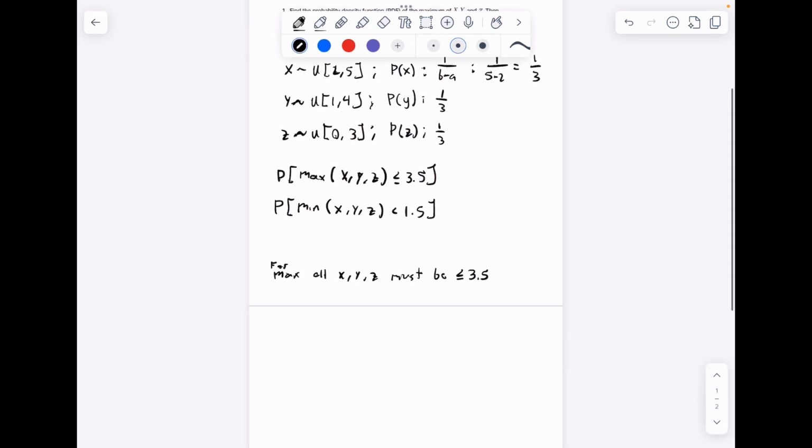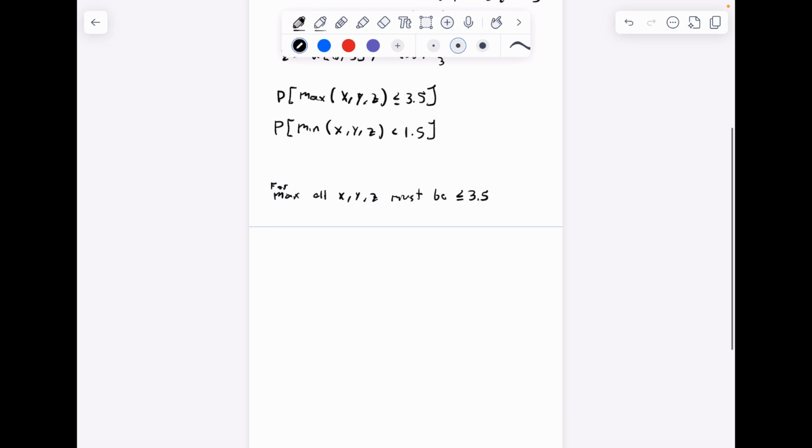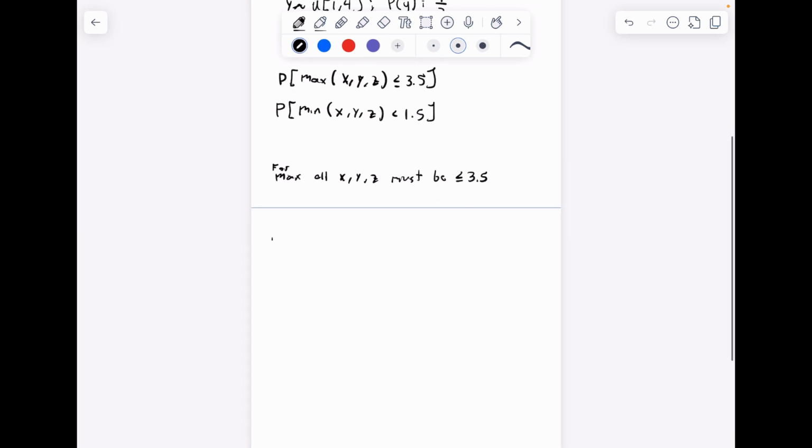Now, with the minimum being less than 1.5, it's asking us for at least one of those variables being less than that 1.5 value. And that's going to make it a lot more difficult to solve. But we can cross that bridge when we get there. Let's solve the maximum first. I will rewrite this.